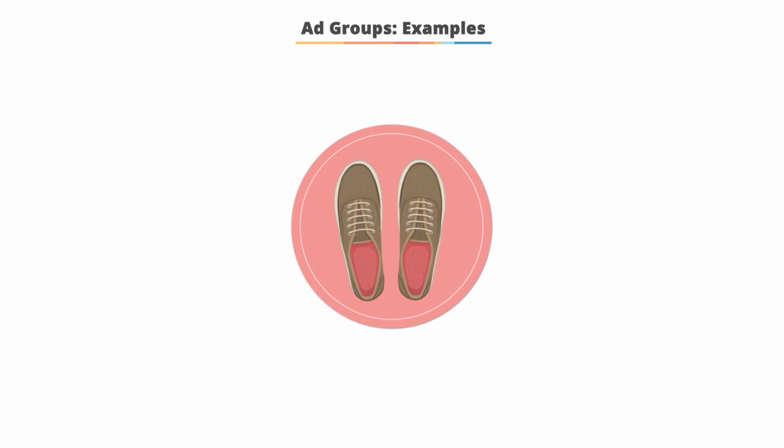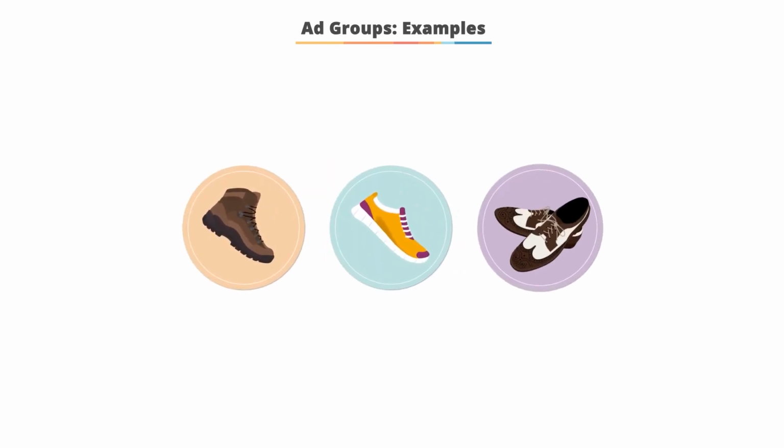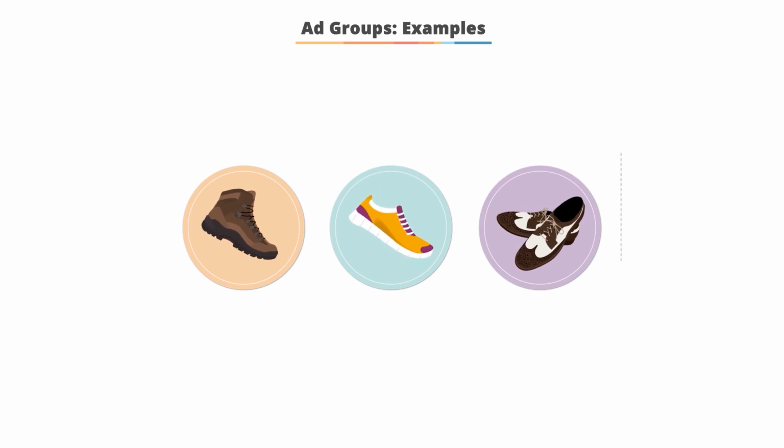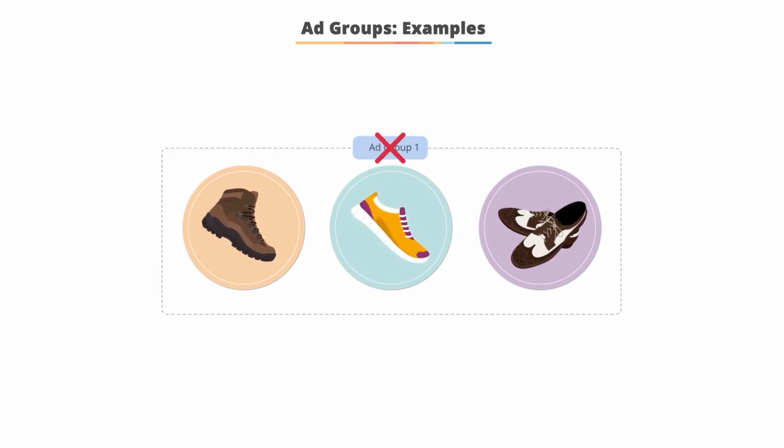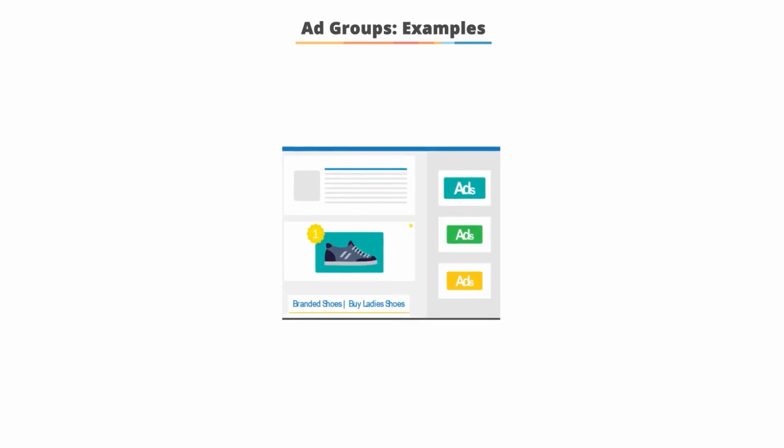Let's say we sell shoes. Now we sell hiking boots, we sell running shoes, we sell dress shoes. Now what we don't want to do is put all of those in one ad group. Because if someone searches for hiking boots versus a running shoe versus a dress shoe, you want a different ad. There's not a good ad that explains all those concepts. So we could write an ad, shoes for sale, right? But shoes for sale doesn't really speak to the user.